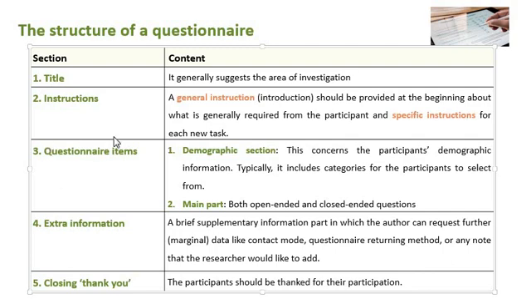The third element is usually the largest element in a questionnaire. The fourth element includes extra information. This is a brief supplementary information part in which the author can request further marginal data, like contact mode, how to contact the researcher, questionnaire returning method, how should the respondent return the questionnaire, or any note that the researcher would like to add. Here, this section is just a marginal part in the questionnaire. At the end, the researcher should add a closing thank you. The participants should be thanked for their participation.